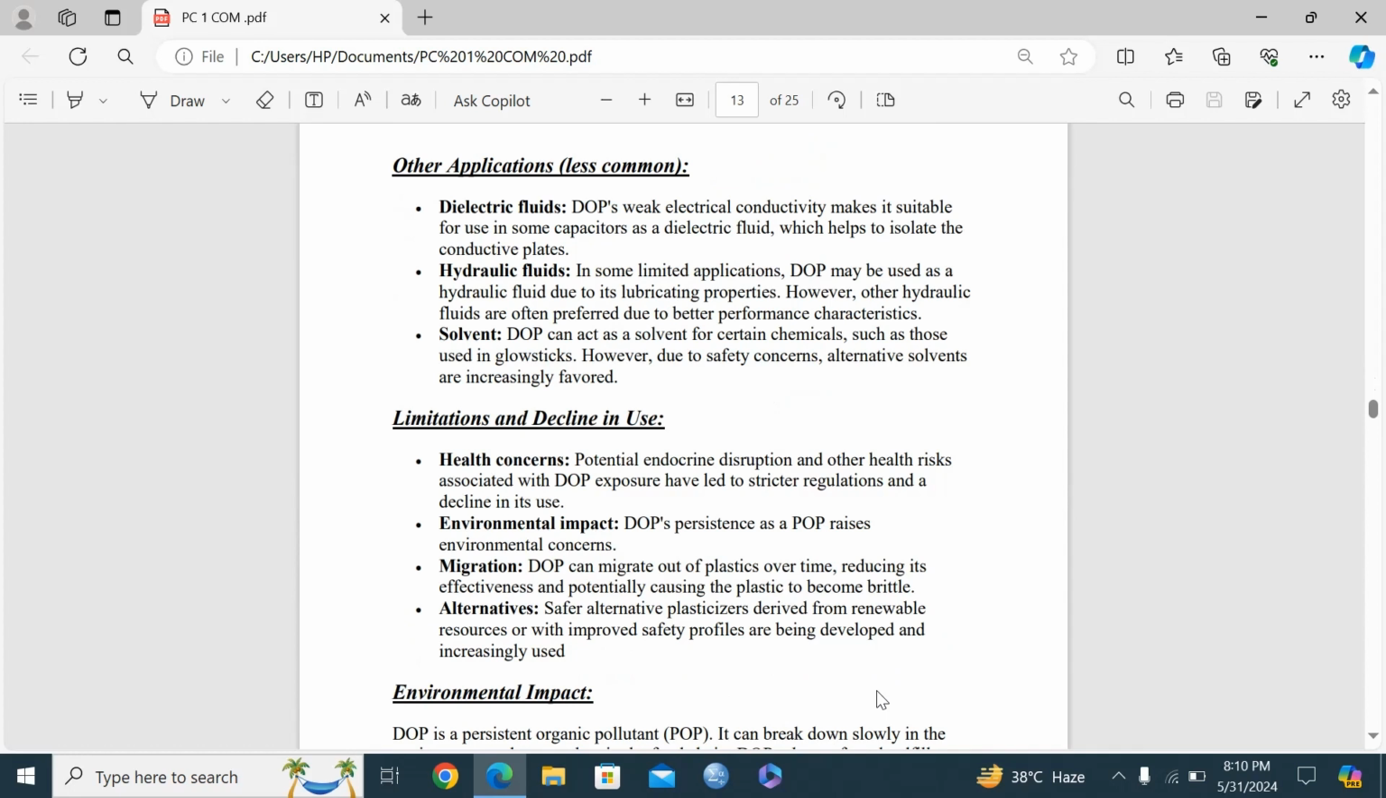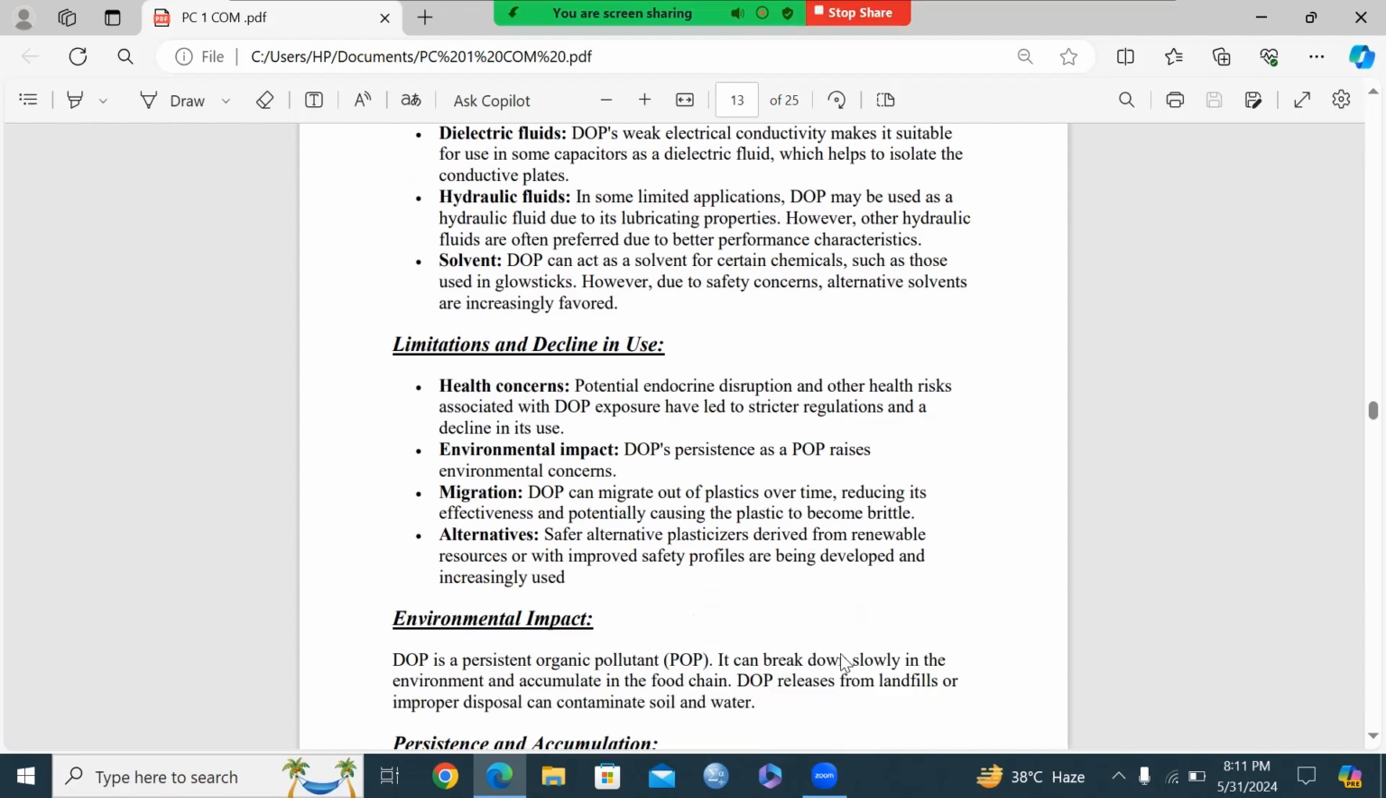Other applications. Dielectric fluid. DOP's weak electrical conductivity makes it suitable for use in some capacitors as a dielectric fluid, which helps to isolate the conductive plates. Solvent. DOP can act as a solvent for certain chemicals such as those used in glue sticks. However, due to safety concern, alternative solvents are increasingly favored. Limitations and decline in use.